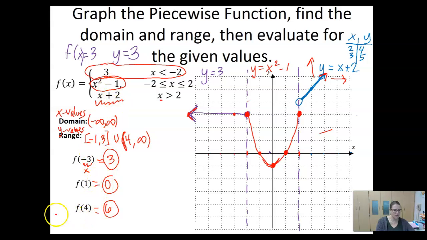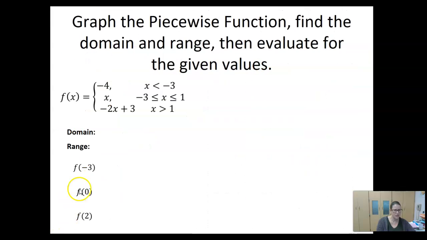Okay. So let's do one more of these, because I think this is a kind of a new concept. It can be a little tricky, but I think you guys can get it. So let's try one more.